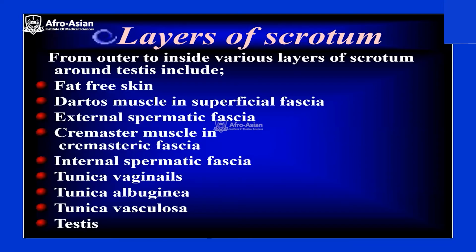The layers of the scrotum include, from outer to inside, various layers around the testicles, which include skin, dartos muscle in the superficial fascia, external spermatic fascia, cremaster muscle in the cremasteric fascia, internal spermatic fascia. Then come the three tunica layers, tunica vaginalis, tunica albuginea, tunica vasculosa, and then comes the testes.